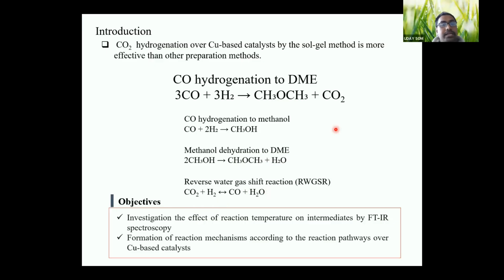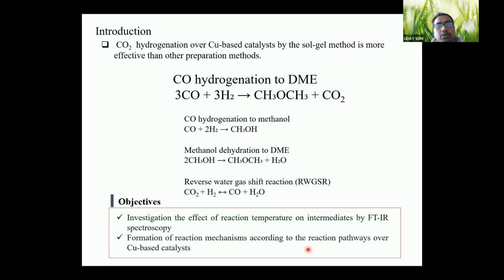In my research study, the research purpose is to investigate the effect of the reaction temperature on intermediates by FTIR spectroscopy. After that, we get the intermediate products. Then I try to form the reaction mechanism according to the reaction pathways over the copper-based catalyst. I have already done the copper zinc aluminum oxide catalyst.